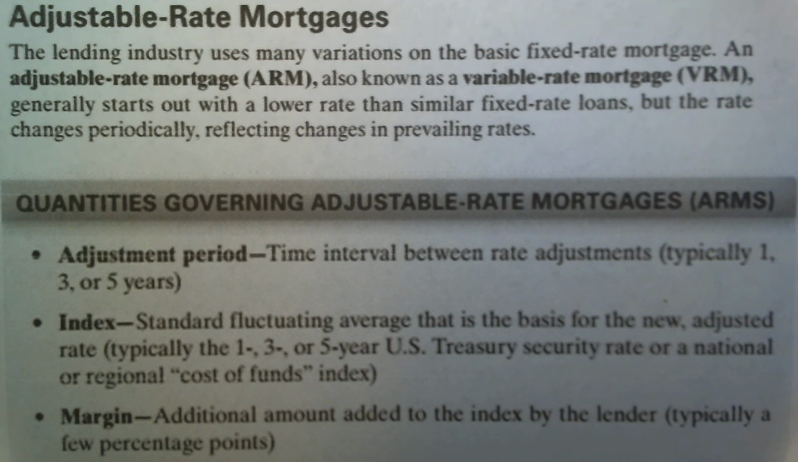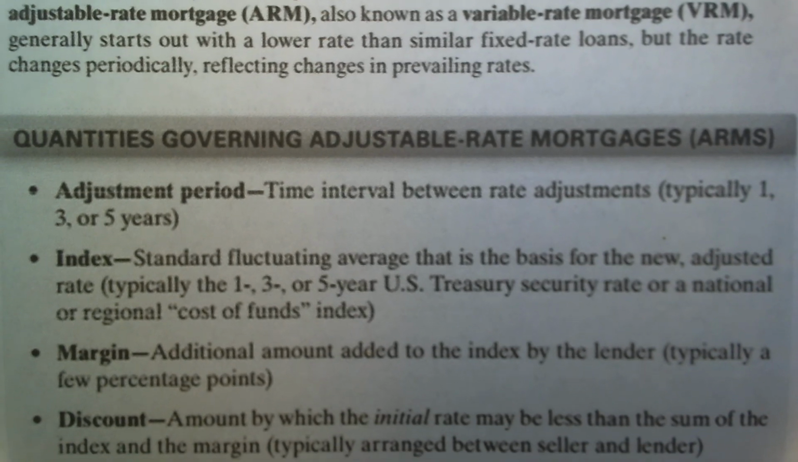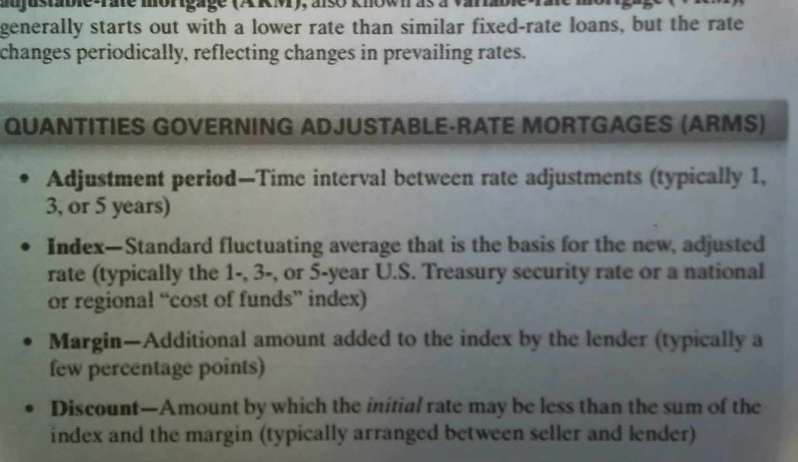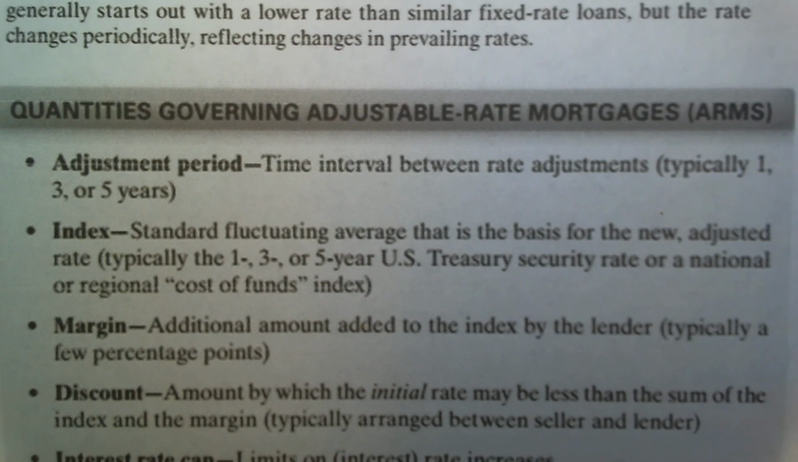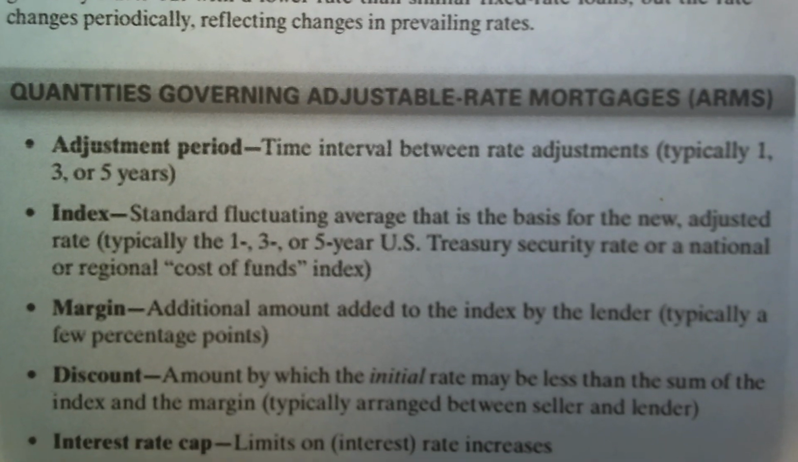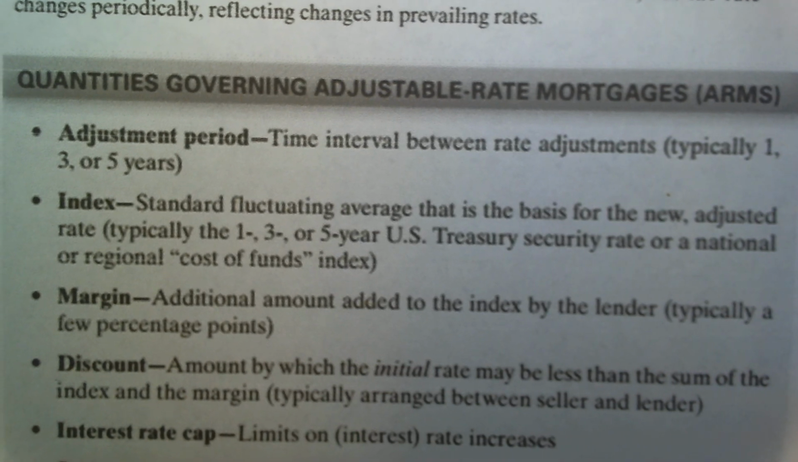So there are a lot of different terms regarding adjustable rate mortgages, or ARMs, and one is the adjustment period, the time interval between the rate adjustments, like 1, 3, or 5 years. And then the index, that's the standard fluctuating average. That's the basis for the new adjusted rate, typically again 1, 3, or 5 year U.S.